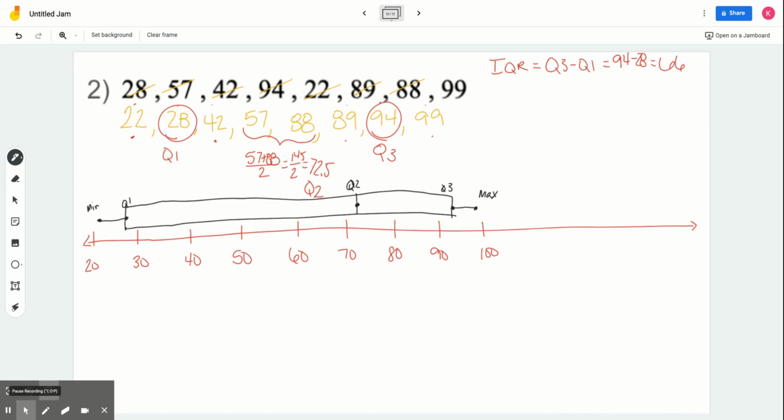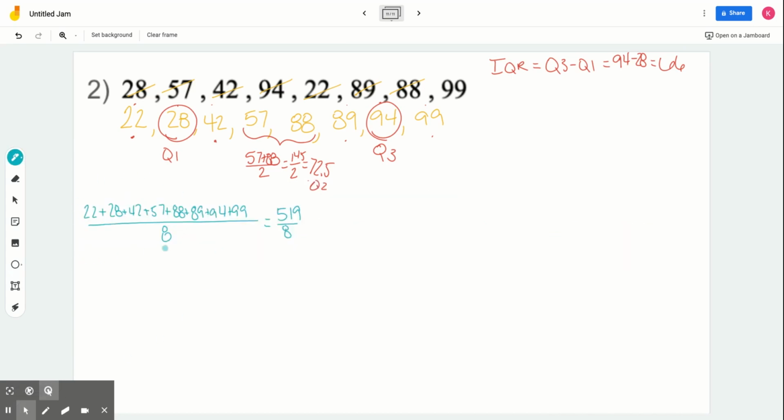So I'm going to erase and then we're going to move on to the MAD. So go ahead and start finding the mean of the data, finding the average of the data for problem number 2. All right, now I have started my average here as well. So we are adding all 8 pieces of data, dividing by 8.